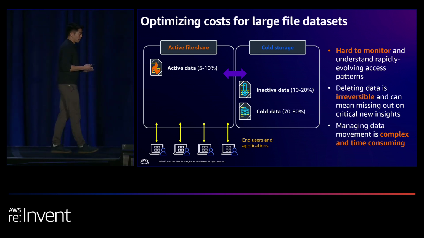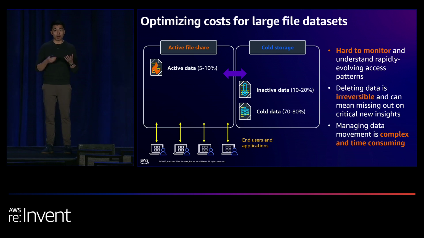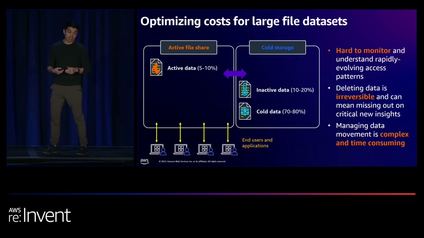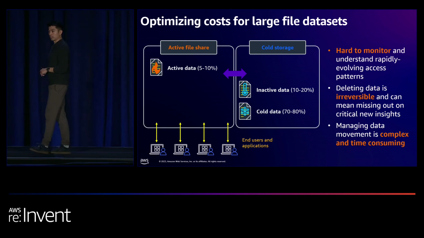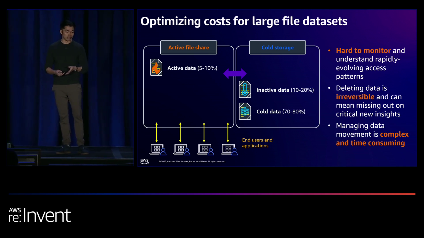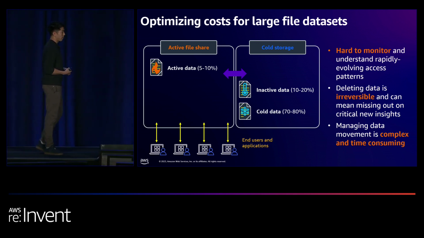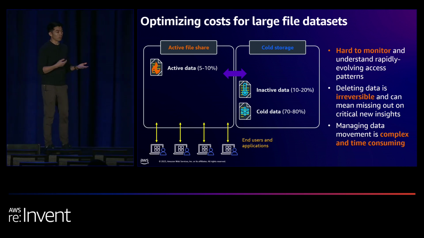So why is this so challenging? Well, first, as I mentioned earlier, your access patterns are continually evolving. So it's really hard to monitor which part of your data set is cold or hot and keep track of that over time. And second, deleting data is irreversible. It's a one-way door decision. Here at Amazon, we talk a lot about one-way door decisions because you can't undo them. Once you delete data, it's not coming back. And if you find out one day that you needed that file, that component of your data set, because it's critical for a new analysis, you're out of luck.